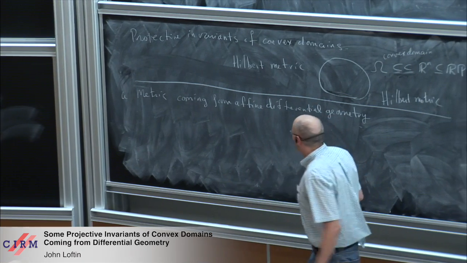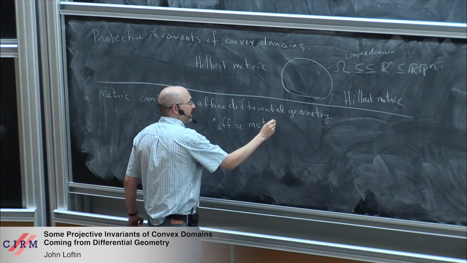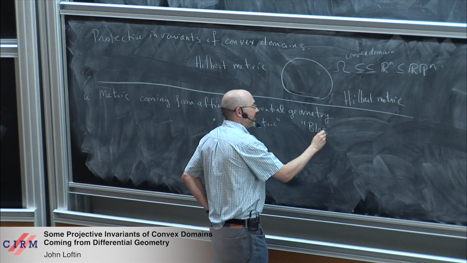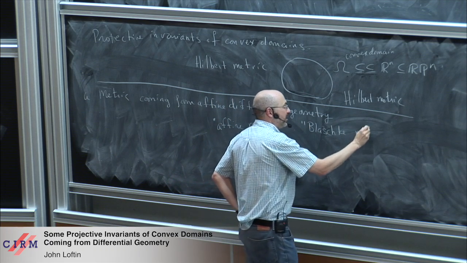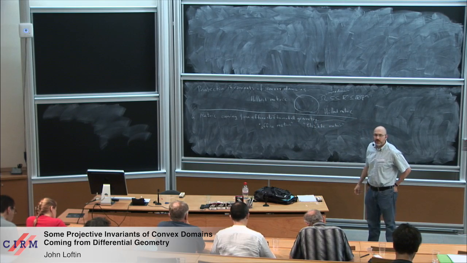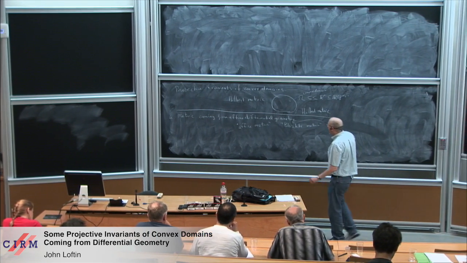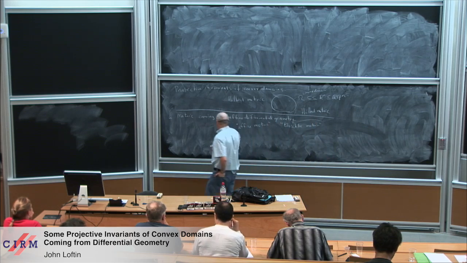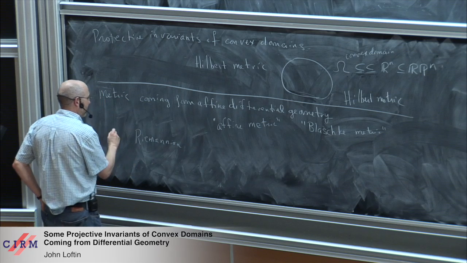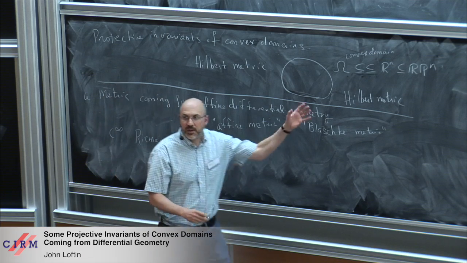This you might call, in various places, an affine metric, or sometimes a Blaschke metric, because Blaschke, maybe around 90 years ago, was one of the main early proponents of affine differential geometry. So let me describe this. This will be a Riemannian metric, a C infinity Riemannian metric on such a convex domain.